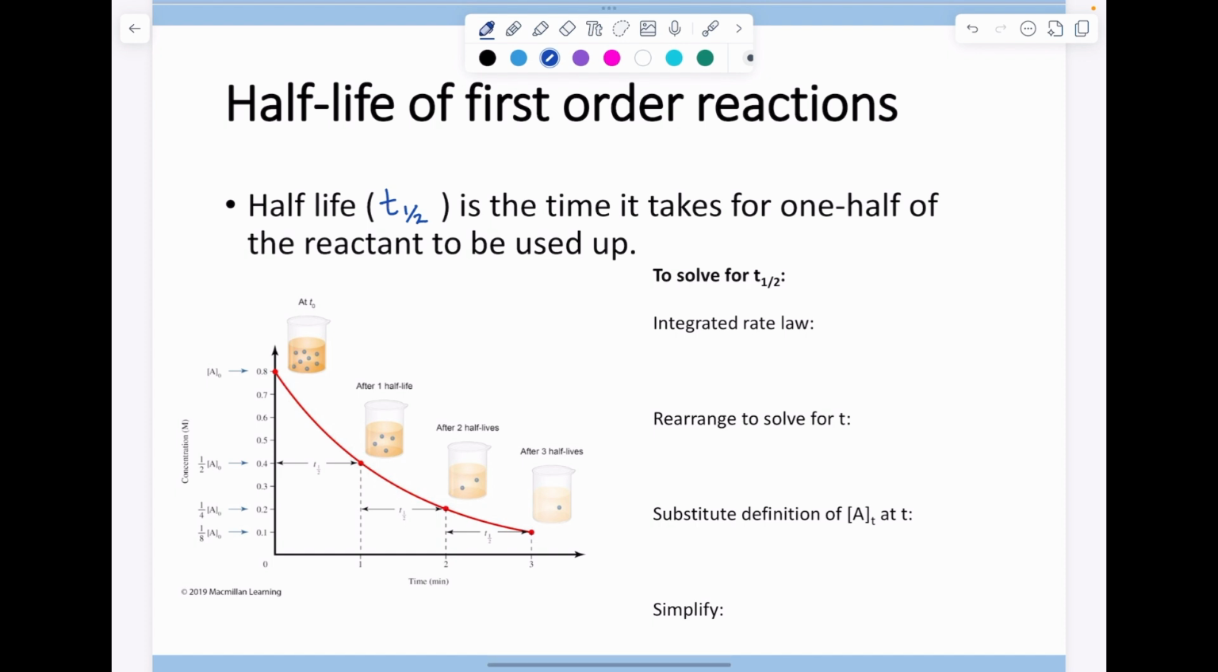But notice that the time, so for this example, the half-life is all 1 minute. Now, it's not always 1 minute, but the half-life is independent of the concentration. So this is something I'm going to write down here.